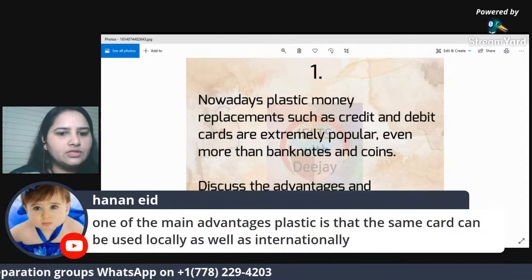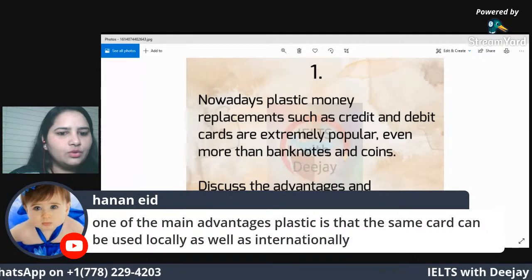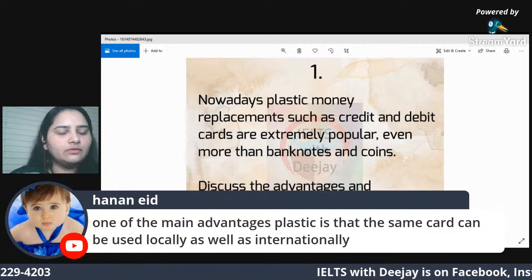One of the main advantages of plastic money is that the same card can be used locally as well as internationally. Yes, very good.